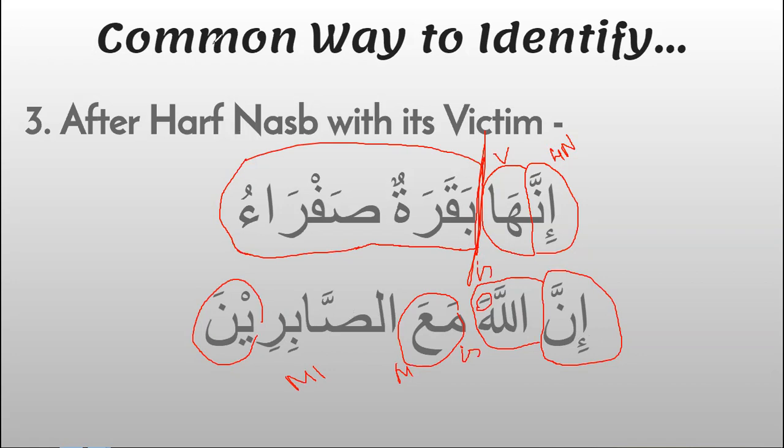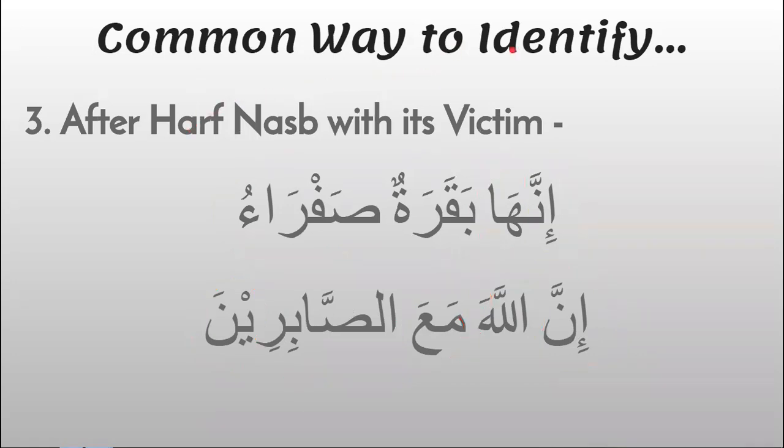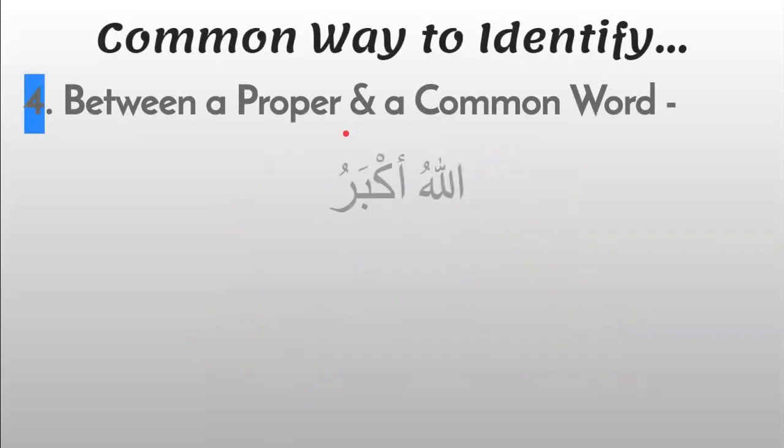Okay. So we find three things already: after an independent pronoun, after pointers if there is no al, and after harf nasab and its victim. The last thing is you can find the invisible "is" between a proper and a common word. If you see a proper word immediately followed by a common word, then there is an "is" in between.